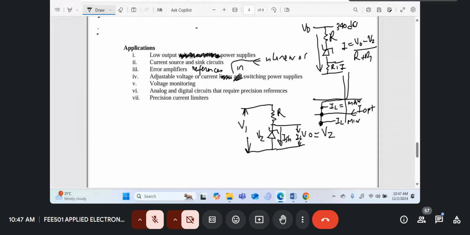So that you can either trip an alarm if it's in a circuit that powers something, or it can be used to correct something inside the circuit to tell it the state of the voltage. And then they're also used in analog and digital circuits that require precision references. So basically a precision reference circuit. And finally, in precision current limiters.